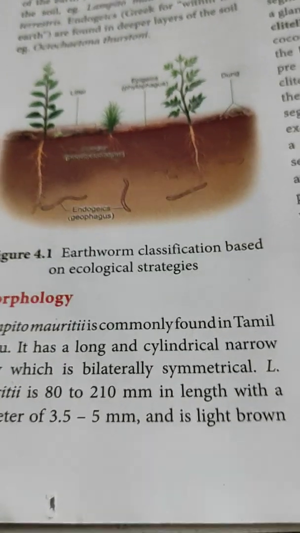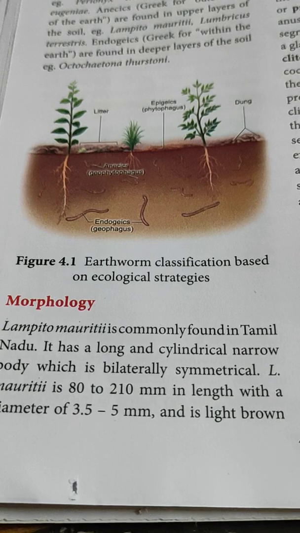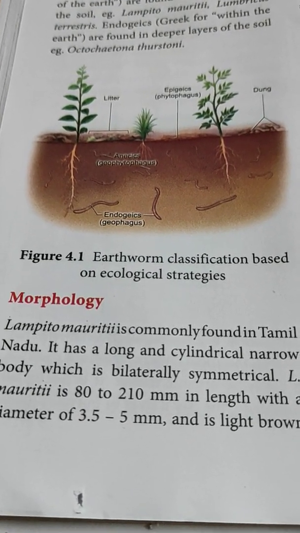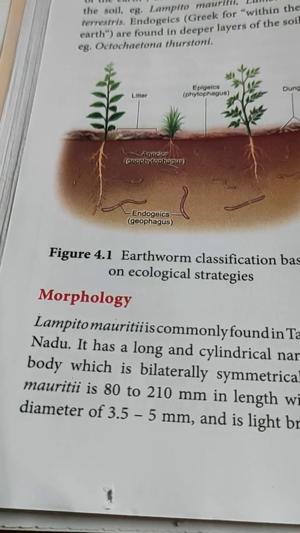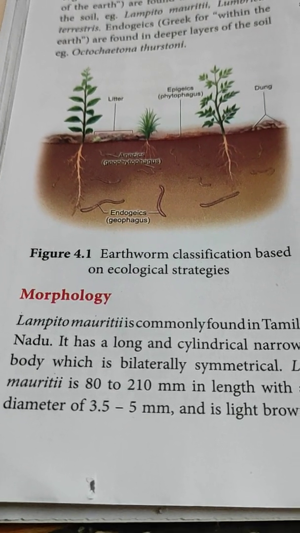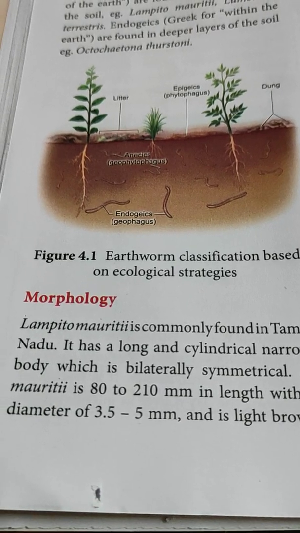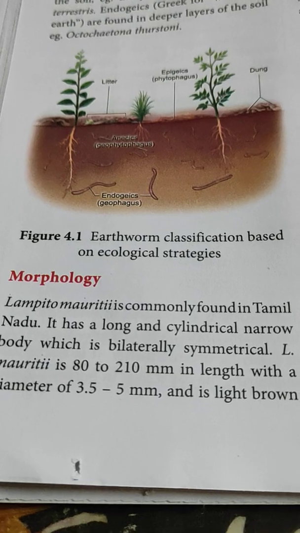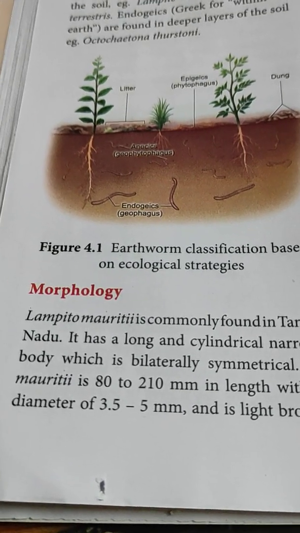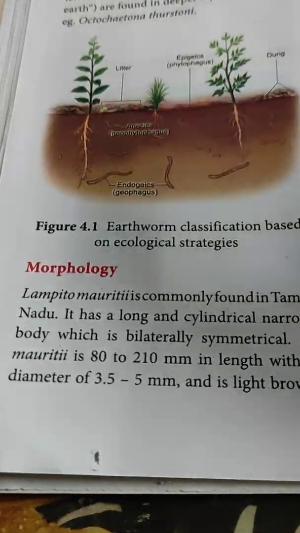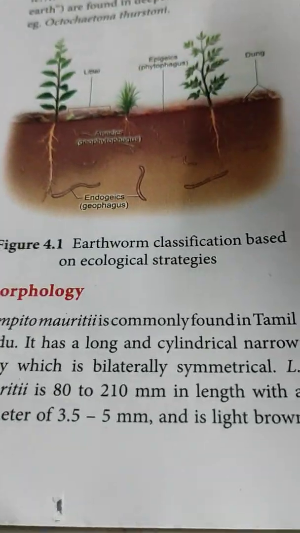It has a long, cylindrical, narrow body which is bilaterally symmetrical. We know their body can be equally divided lengthwise into 2 halves. Lampito mauritii is around 80 to 210 millimeter in length with a diameter of about 3.5 to 5 millimeter. If it is not possible, there is no need to keep the measurements in your memory.